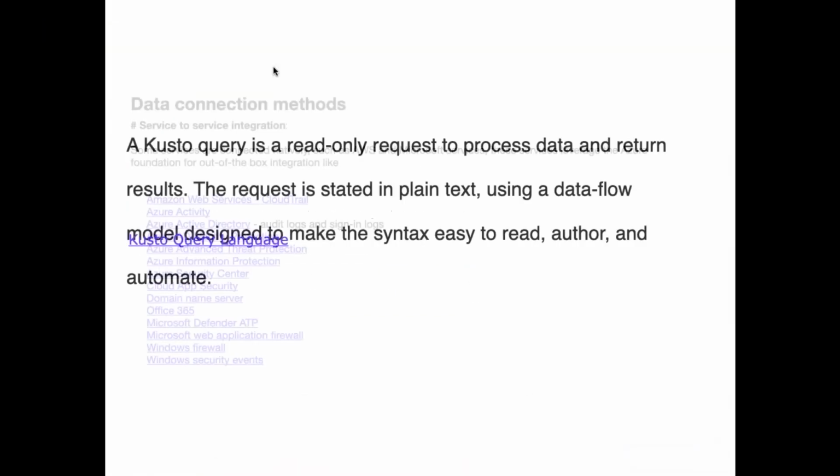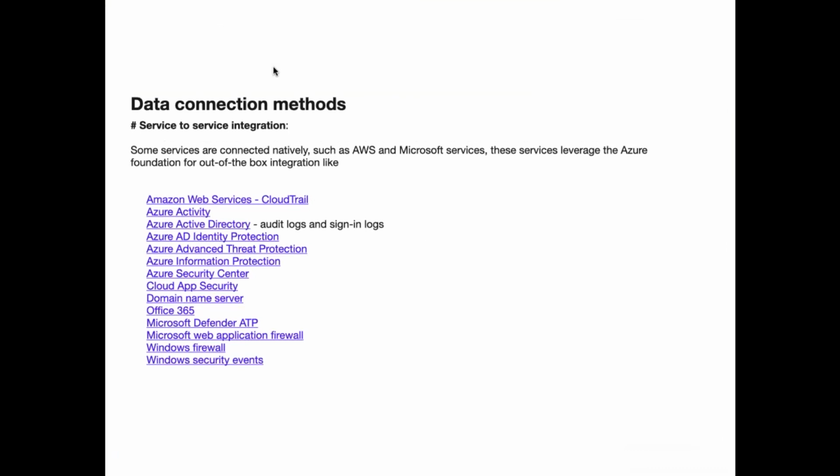Data connection methods, we have service to service integration, the first method. So we can integrate the other services and we can collect the data. So this is without an agent, and you integrate the two services together. Some of the examples are like AWS CloudTrail, Azure Activity, Azure AD, Identity Protection, Advanced Threat Protection. In fact, I've shown you a few of them like Azure Activity or Azure Active Directory that were connected.